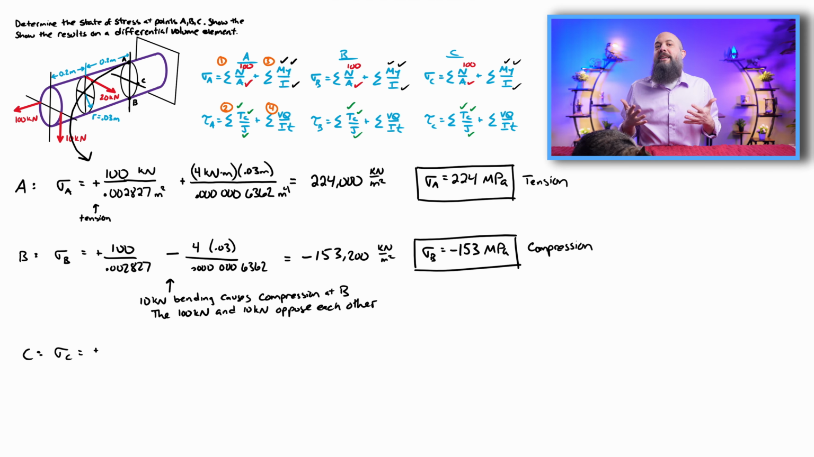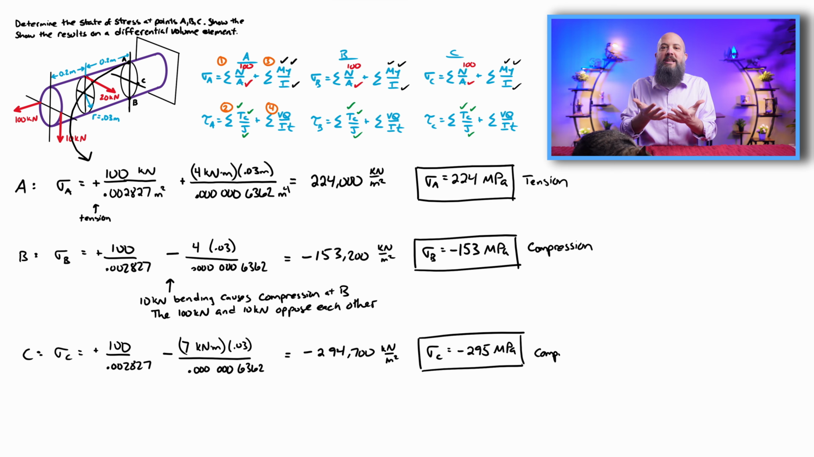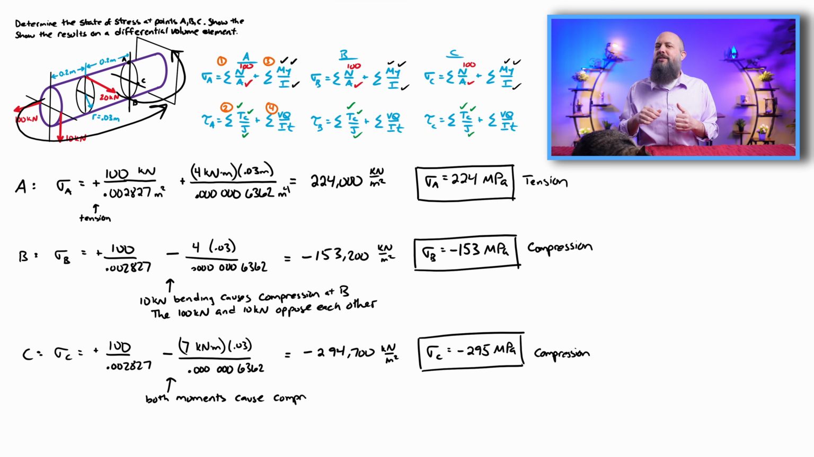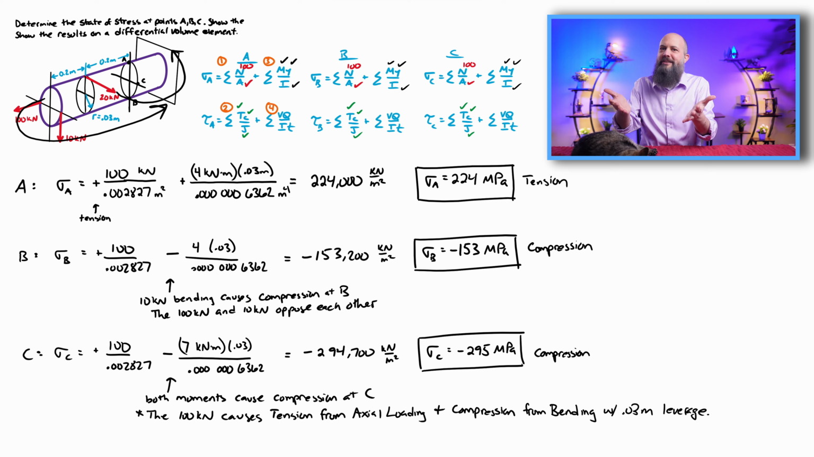Similar thing for point C. The 100 is causing axial tension, but point C is in compression due to bending from the 100 and bending from the 20, and these bending terms dominate, so we end up with a negative 295 megapascals, so a compression at point C. And it's kind of an interesting little aside that the 100 kilonewton force is causing both tension and compression. From axial loading, it's causing tension, but from bending, it's causing compression.